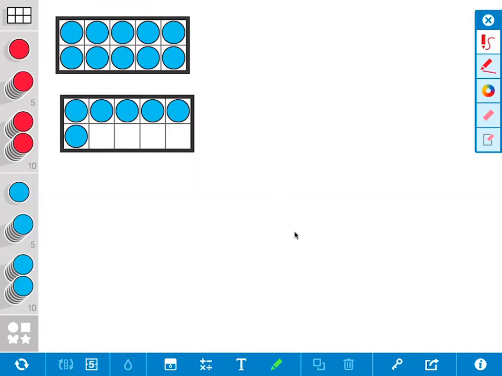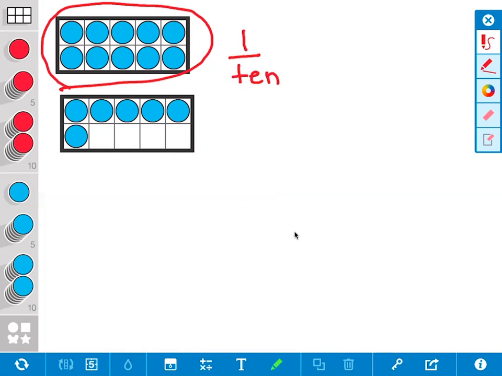Now, what do I see? I do see a whole group of 10. That is one group of 10. And then I also see 1, 2, 3, 4, 5, 6. 6 little ones. And together, 1 ten and 6 ones. And look, they're side by side. You put them together and you have the number 16.